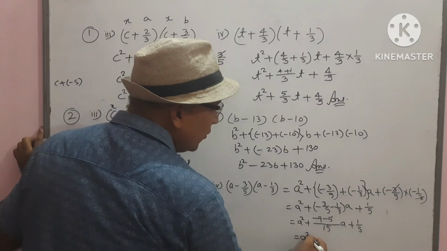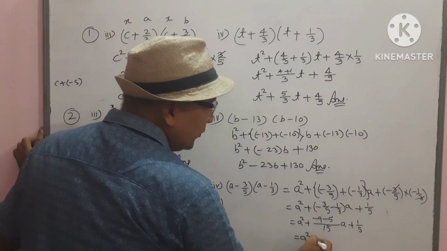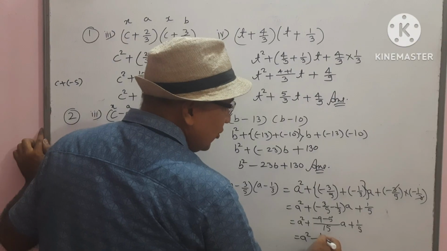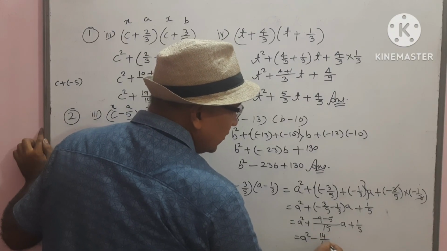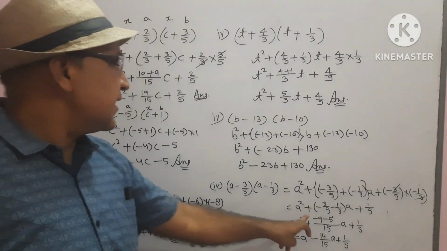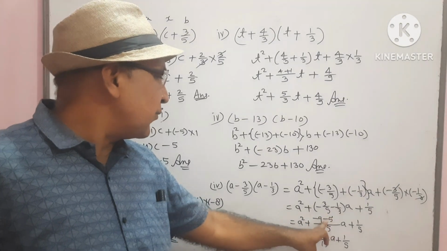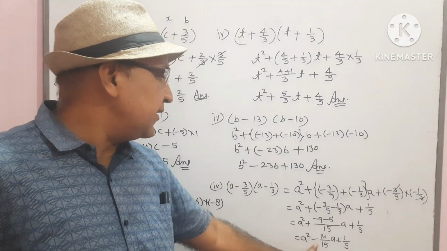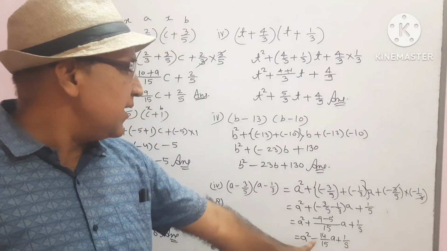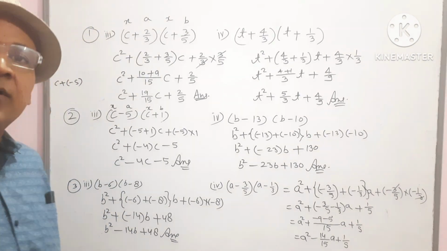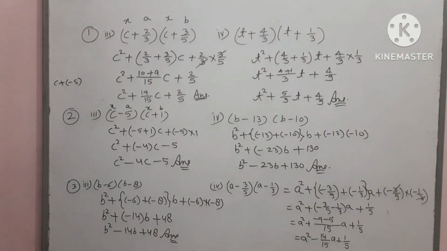Now minus into plus becomes minus, and minus 9 minus 5 is 14. Understood this one? Minus 9 minus 5 become minus 14. Minus 14 is multiplied by plus, then becomes minus. So your answer is a square minus 14 by 15a plus 1 by 5. Now please note it down.